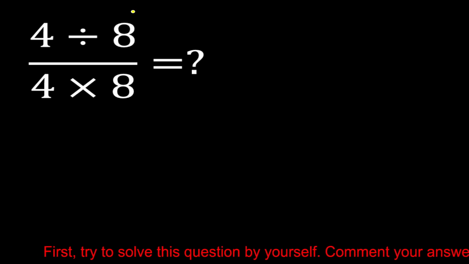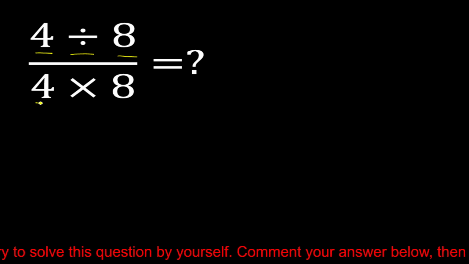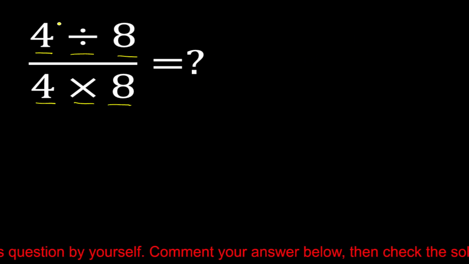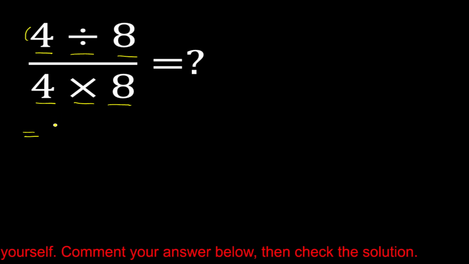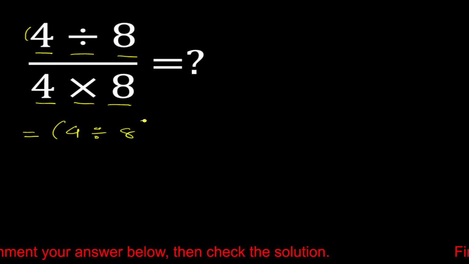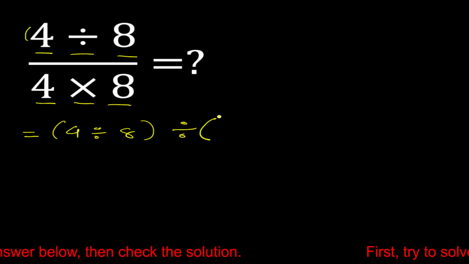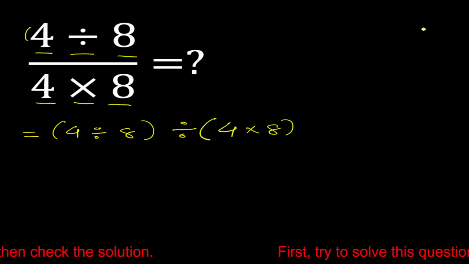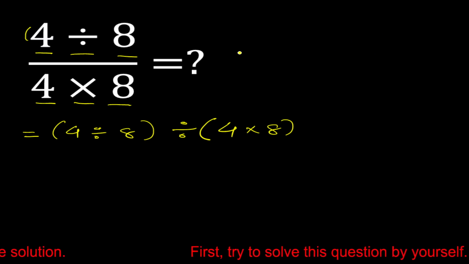So, (4 ÷ 8) ÷ (4 × 8). Okay, so we can write this as, in parentheses, 4 divided by 8, then divided by, in the second parentheses, 4 multiplied by 8. Okay, now let's solve this problem correctly by using the PEMDAS rule.